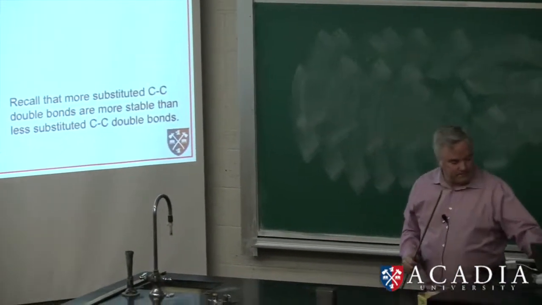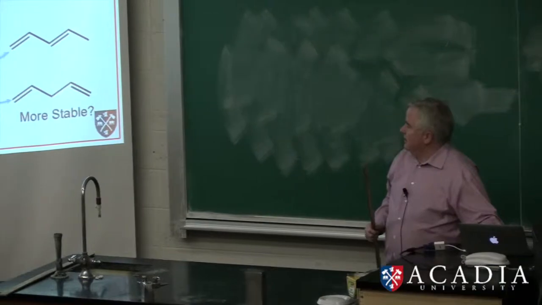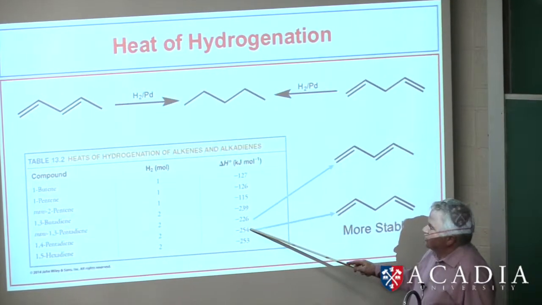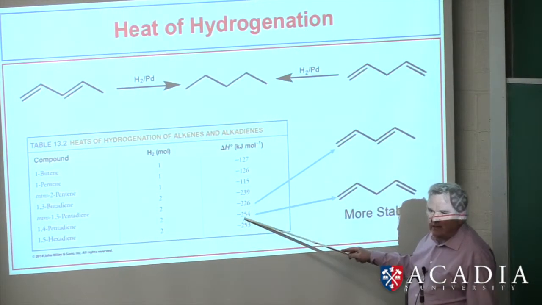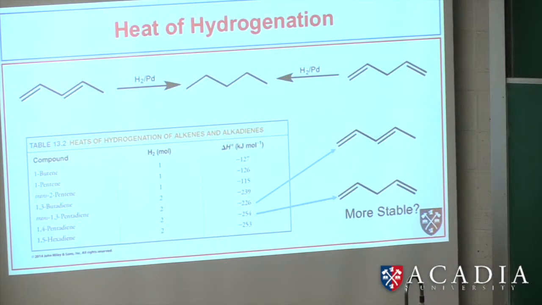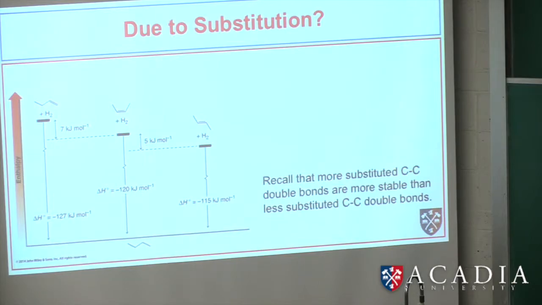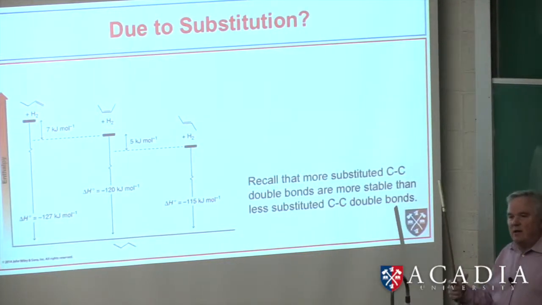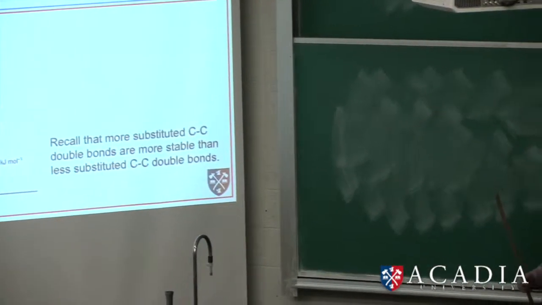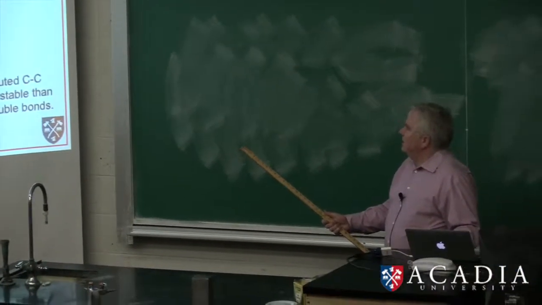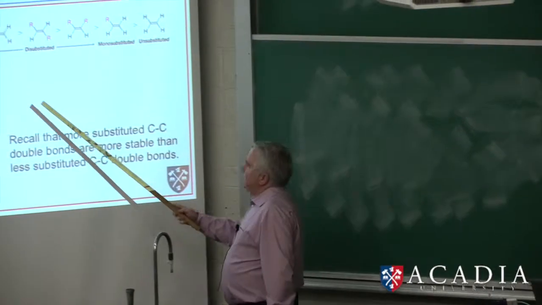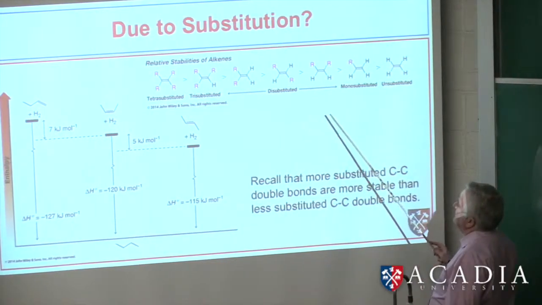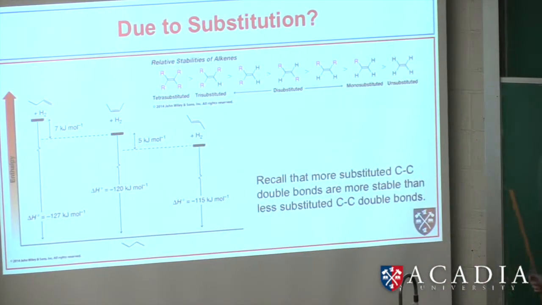If we go back and take a look at our heats of hydrogenation, this is 26, 27, 28 kilojoules per mole. That's considerably more stable than the stability we got here. So is the extra stability for our 1,4 pentadiene due to the different substitution, or is it due to something else? Well, relative stabilities of alkenes, we talked about the most substituted being the most stable, relatively speaking, and the least substituted having the highest heats of hydrogenation.